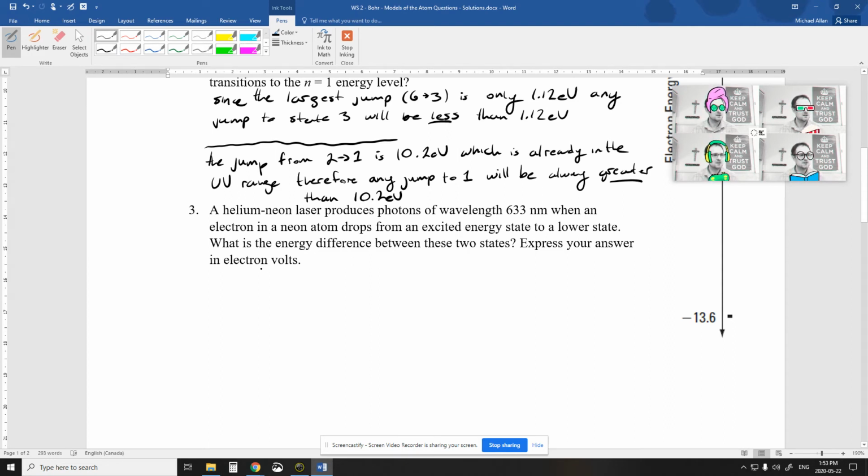Helium laser produces photons of a specific wavelength when it drops from an excited state to a lower state. What is the energy difference between these two states? Okay, that's pretty easy. If I drop down and I release a photon, that photon must be the same energy difference. So I'm just going to calculate the energy of the photon, and then that's the energy difference. It's a pretty easy question. Because it says use electron volt, I'm going to use the electron volt number right away. So I get 1.96 electron volts.